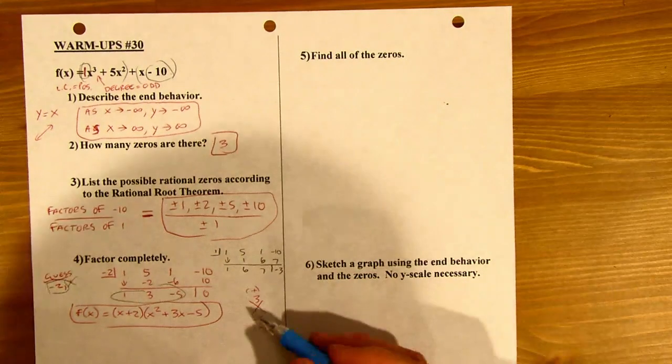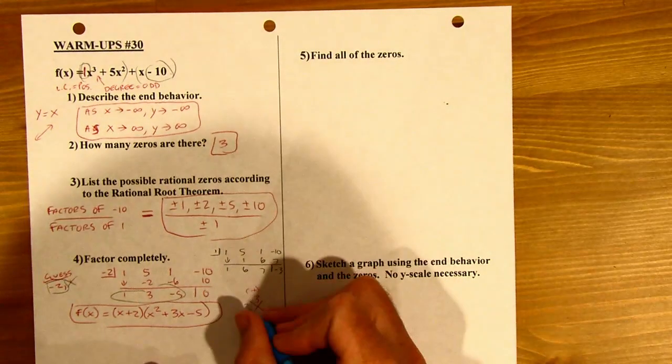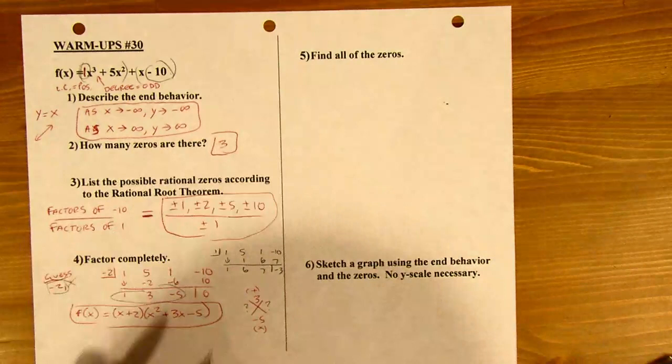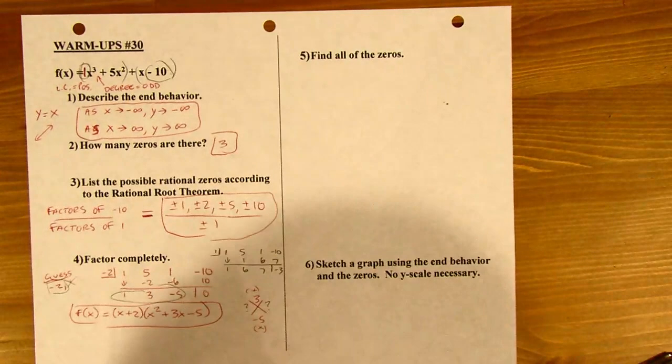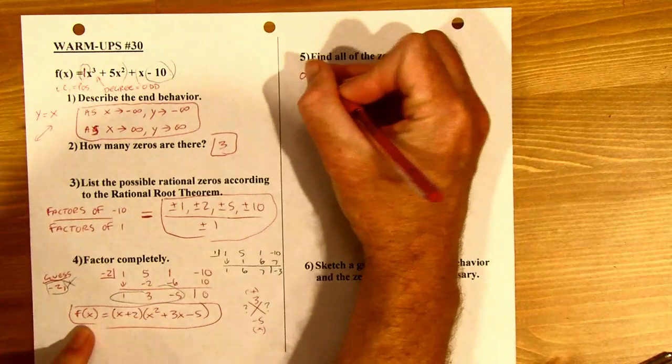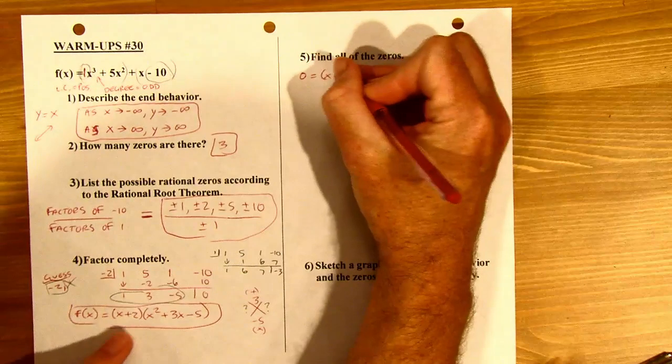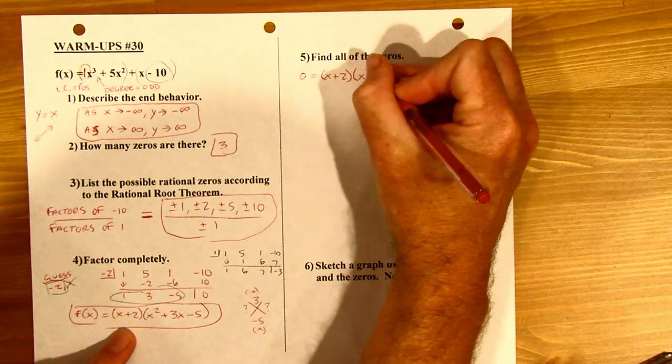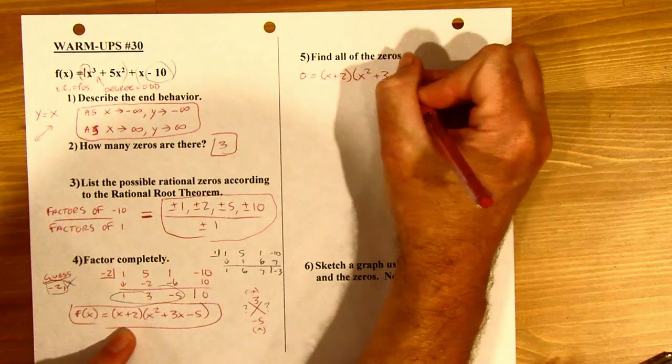No two numbers that multiply to negative 5 and add to positive 3. So this is factored completely. Now find all the zeros. To find the zeros, I'm going to plug in 0 for f of x. I'm going to use the factored version. That's the whole point of factoring here. It's going to allow me to find all of these zeros.